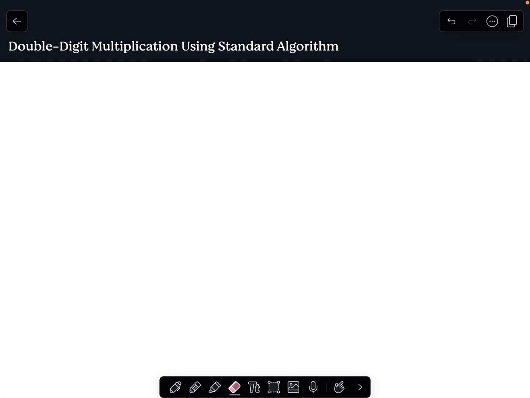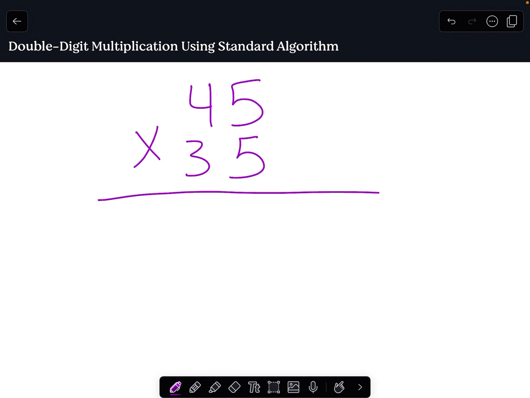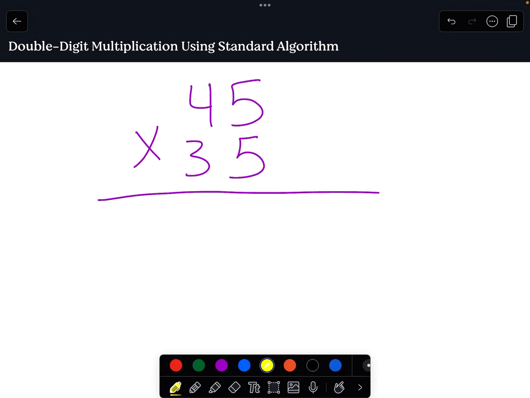Let's talk double-digit multiplication using the standard algorithm. Standard algorithm is, I guess you could say, a more technical way of saying we are doing column multiplication. Something like 45 times 35. And I call it column multiplication because you can see that the numbers are written stacked up in columns.